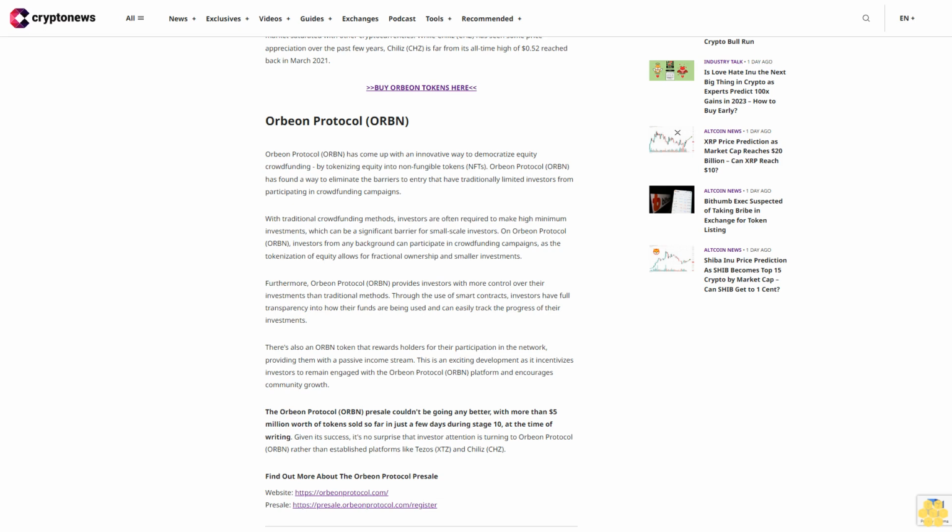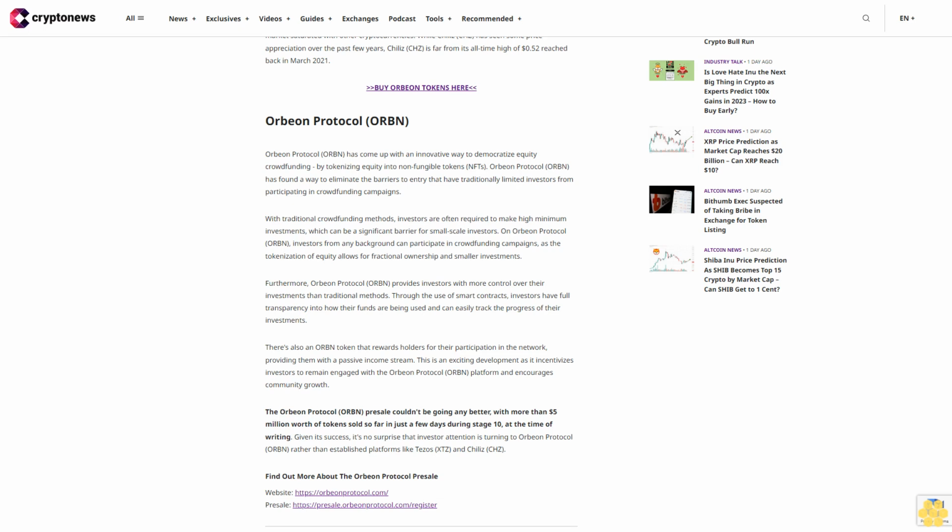Orbeon Protocol, Orbeon has come up with an innovative way to democratize equity crowdfunding by tokenizing equity into non-fungible tokens, NFTs. Orbeon Protocol, Orbeon has found a way to eliminate the barriers to entry that have traditionally limited investors from participating in crowdfunding campaigns. With traditional crowdfunding methods, investors are often required to make high minimum investments, which can be a significant barrier for small-scale investors. On Orbeon Protocol, Orbeon, investors from any background can participate in crowdfunding campaigns, as the tokenization of equity allows for fractional ownership and smaller investments.